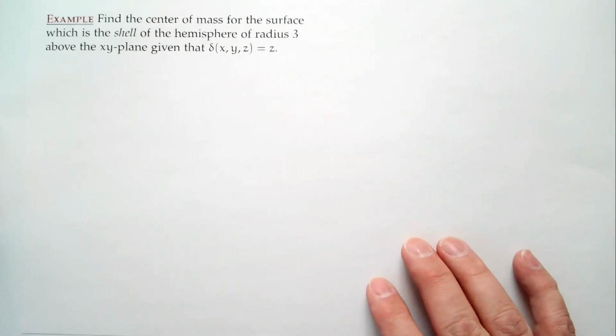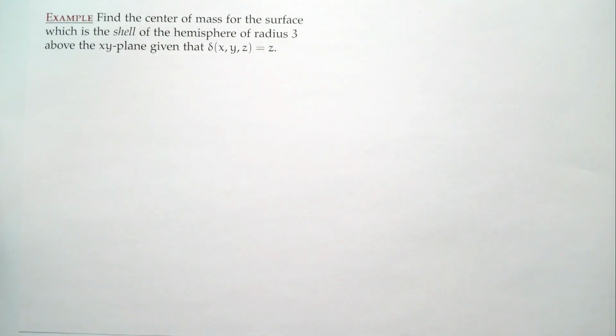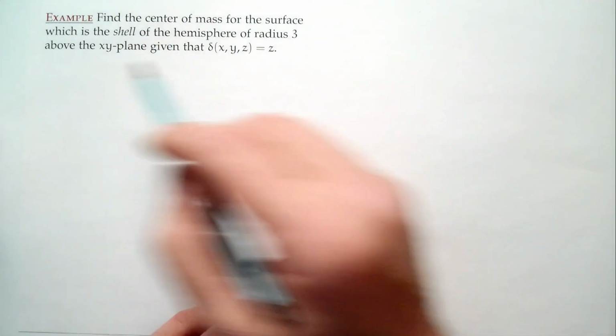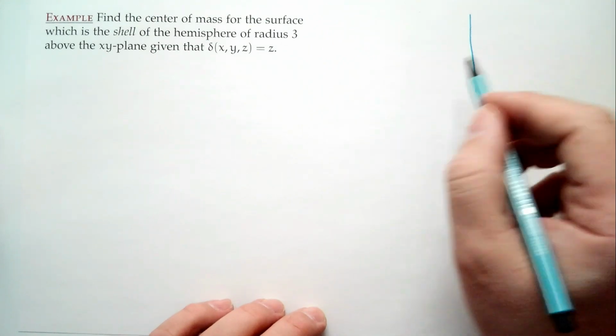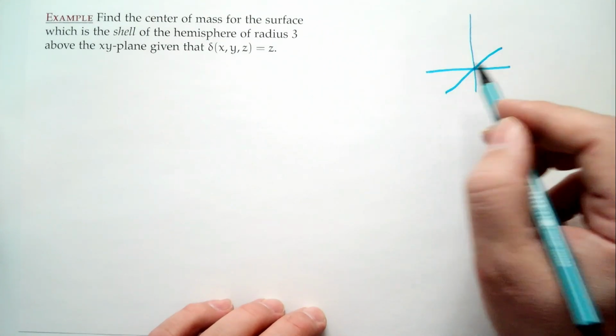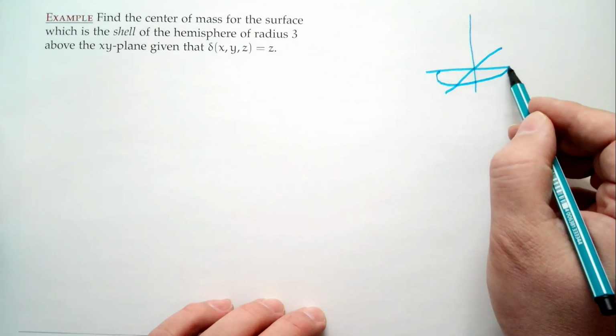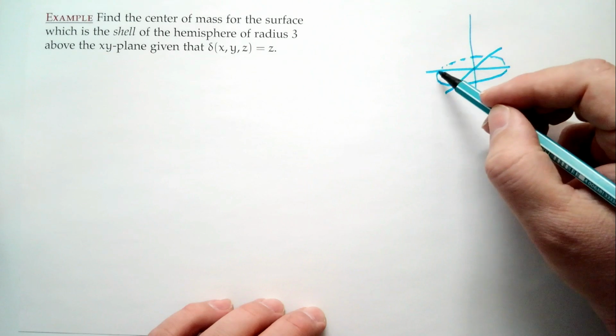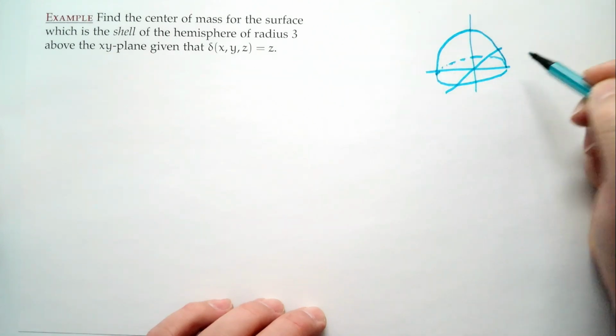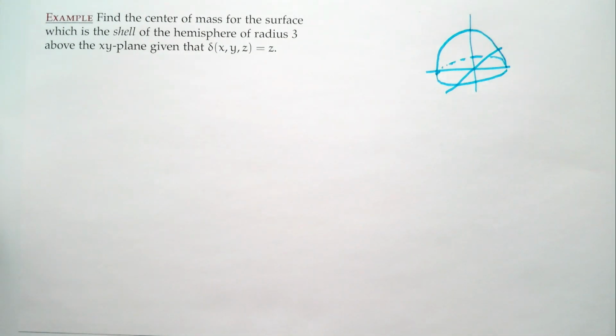So, find the center of mass for the surface, which is the shell of the hemisphere of radius 3 above the xy plane, given that the density of the shell is equal to z. So let's be clear about what's going on here. It's a hemisphere above the xy plane. So it's not the solid sphere, it's half a sphere. And in particular, it's not even the solid hemisphere. What we're focusing on is that shell. So if it were an M&M, that's the candy shell. We're not focusing in on that center. So I have this shell.